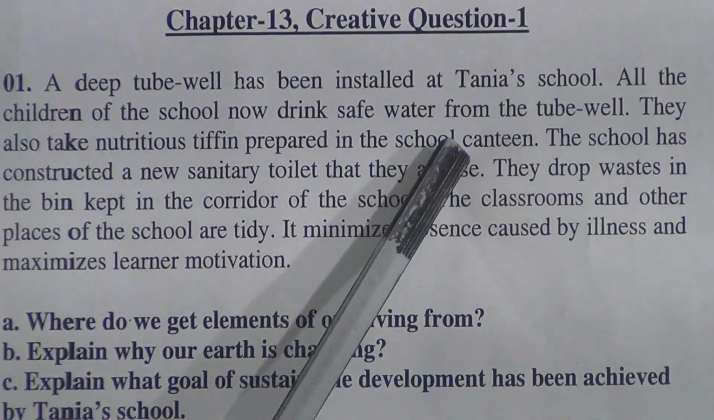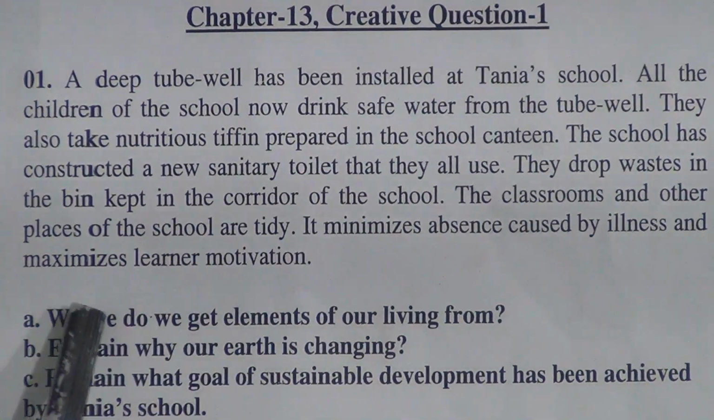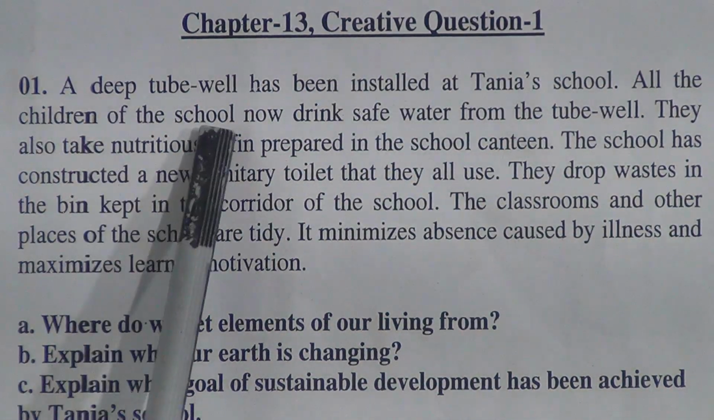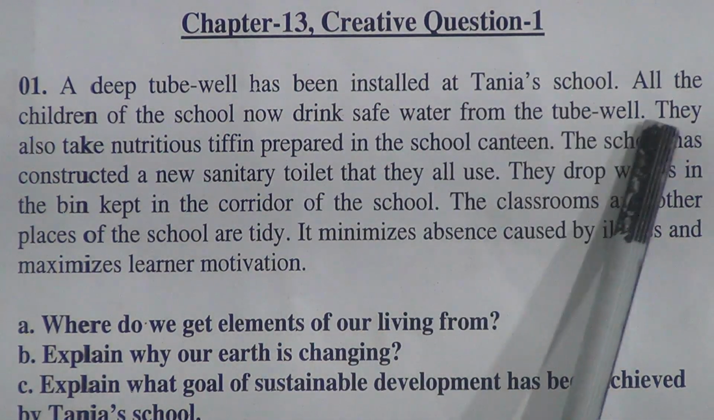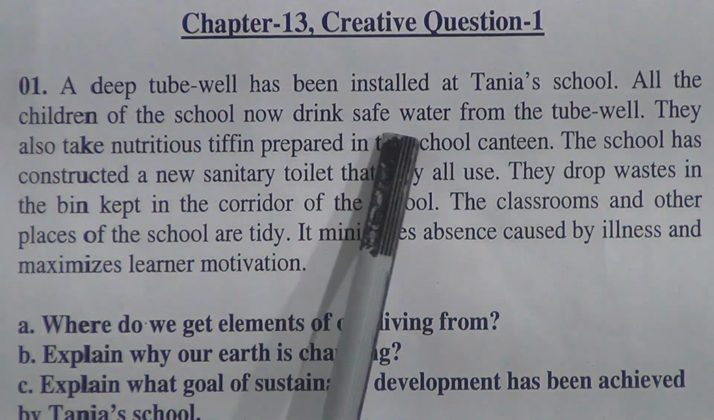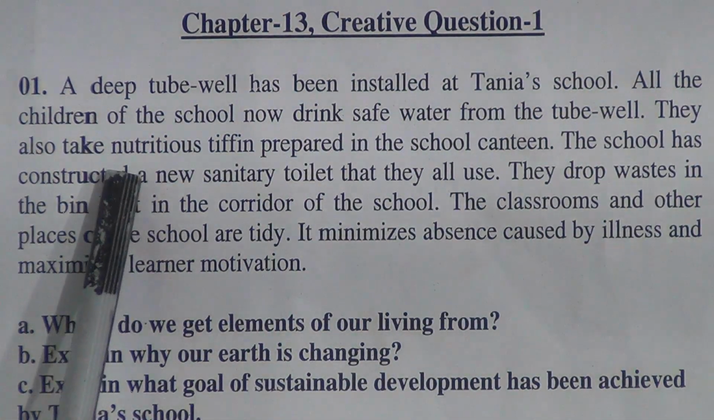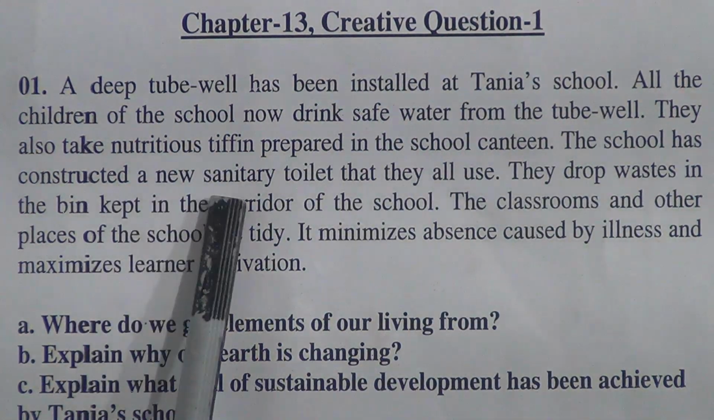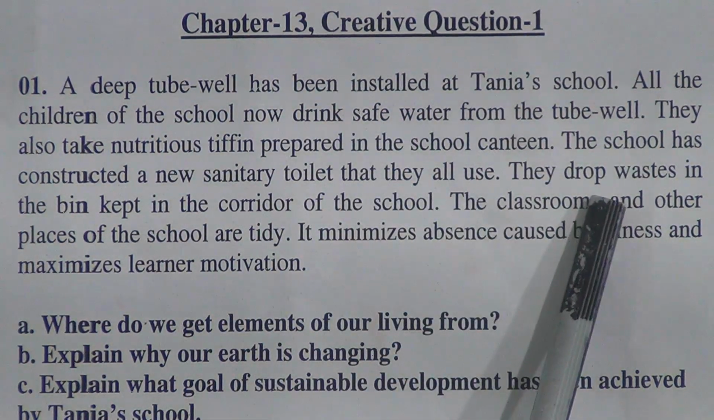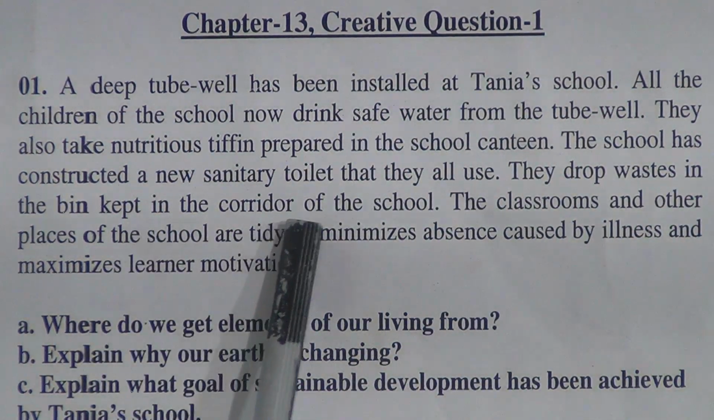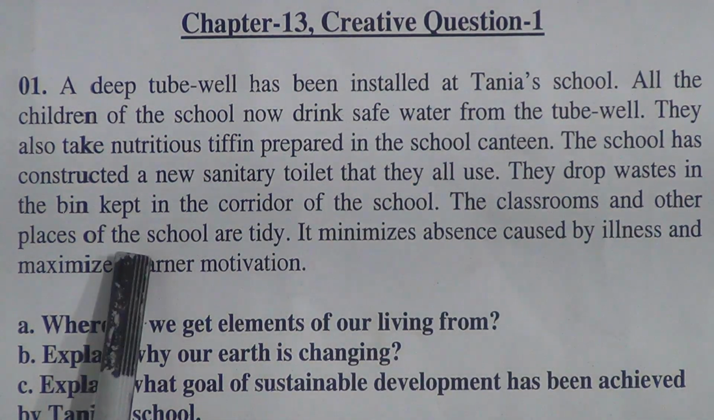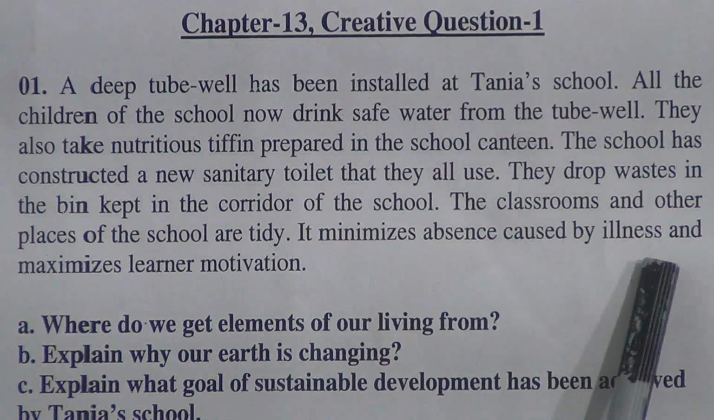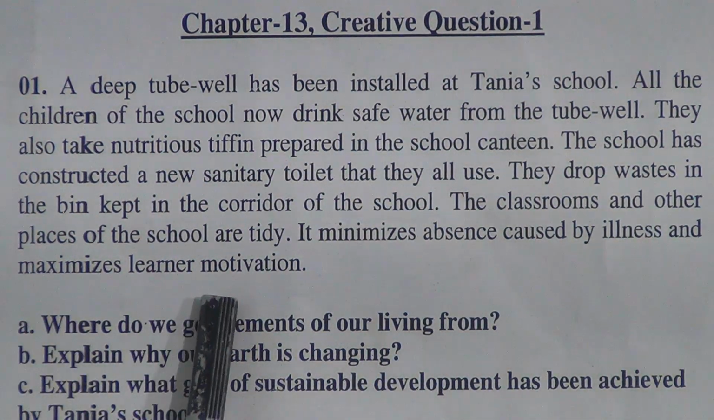So chapter 13, creative question 1. In chapter 13, only one creative question is given in the book. Number 1, a deep tube well has been installed at Tania's school. All the children of the school now drink safe water from the tube well. They also take nutritious tiffin prepared in the school canteen. The school has constructed a new sanitary toilet that they will use. They drop waste in the bin kept in the corridor of the school. The classrooms and other places of the school are tidy. It minimizes absence caused by illness and maximizes learners' motivation.